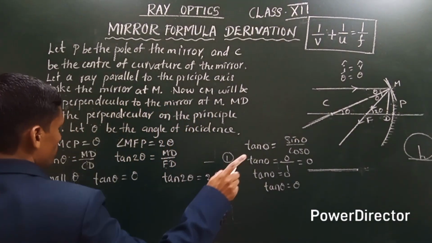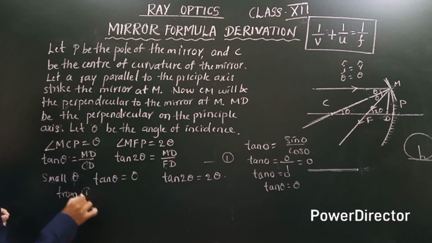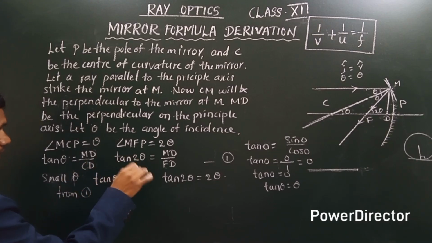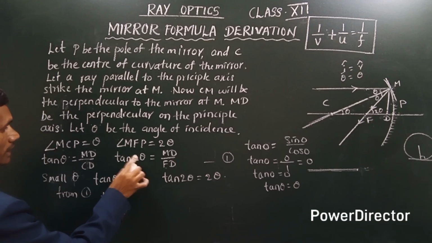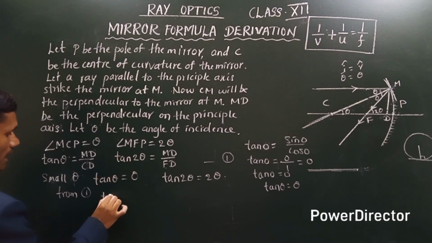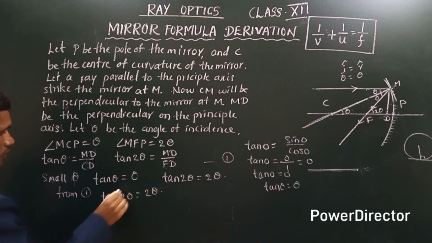So that is why, coming back here to equation 1, if you compare this and this, after the changes, tan 2 theta is equal to 2 theta, we are comparing, right? How to compare this?